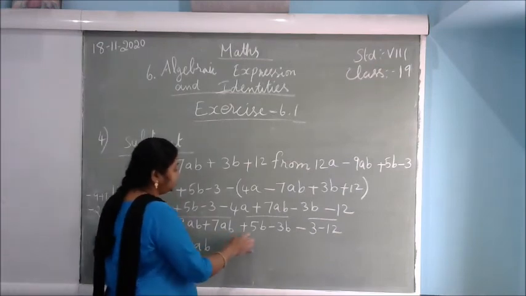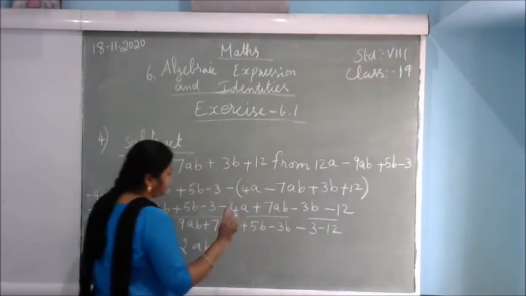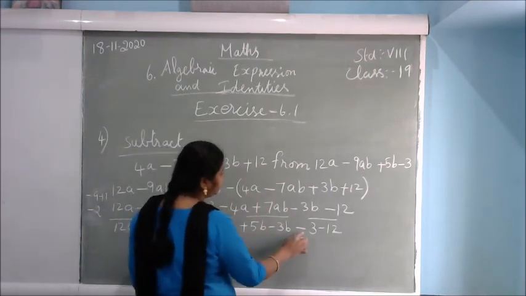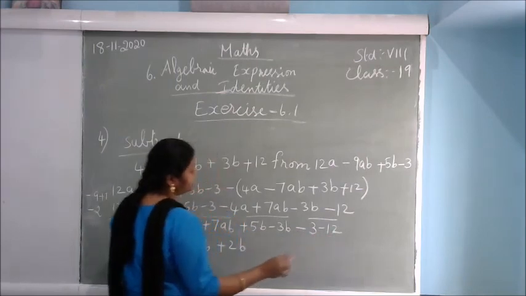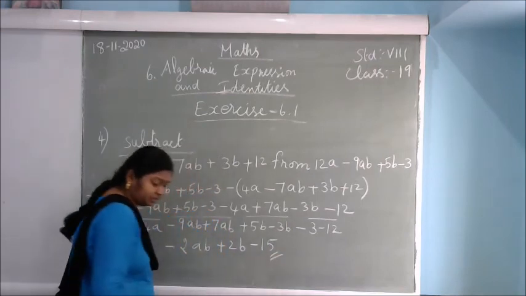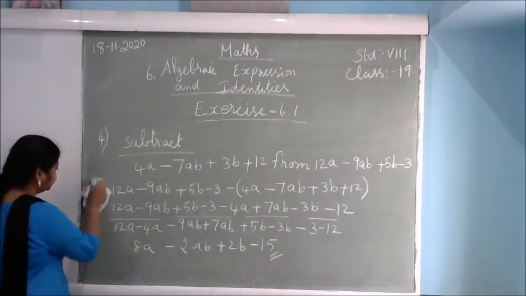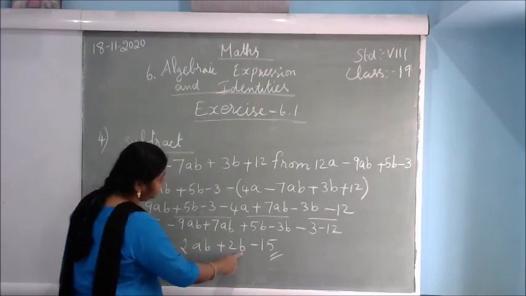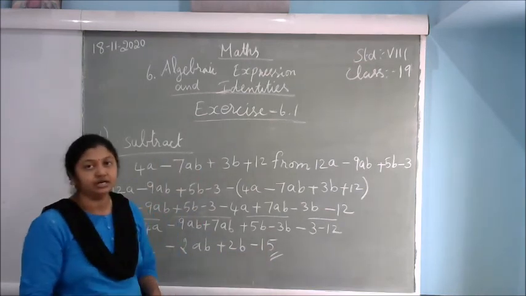Next, plus 5 minus 3. 5 minus 3 is 2, so plus 2b. Next one, minus 3 minus 12 is minus 15. So what is your last answer? 8a minus 2ab plus 2b minus 15. This is your answer.